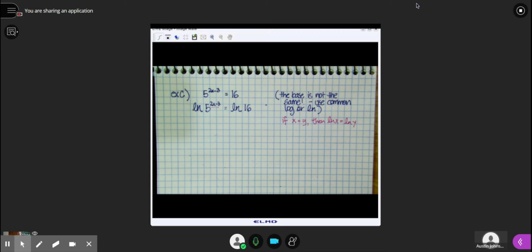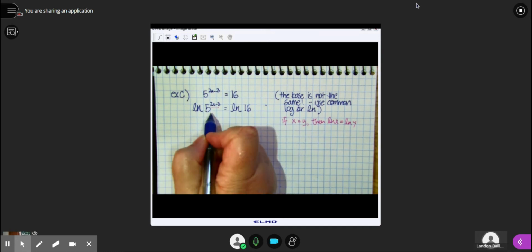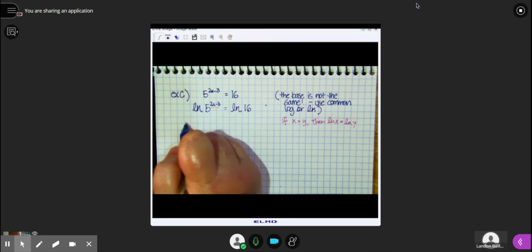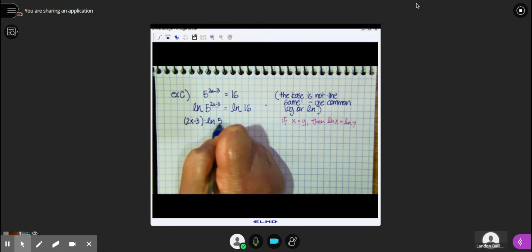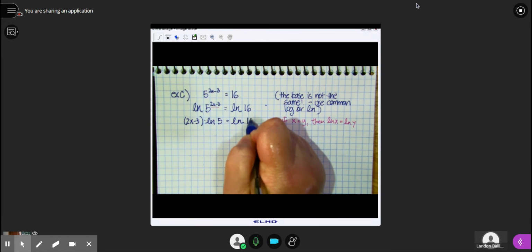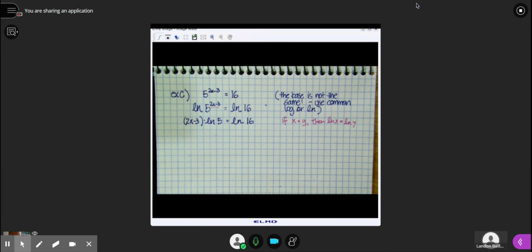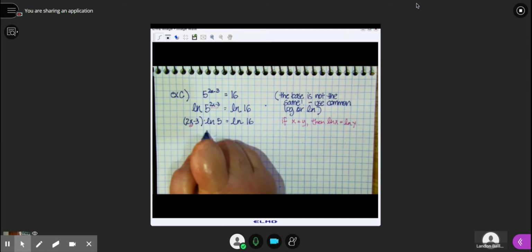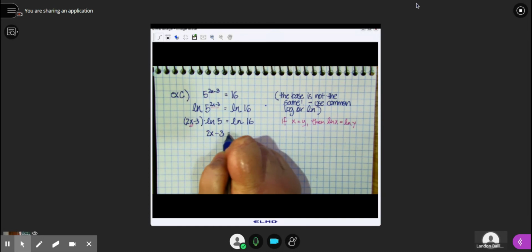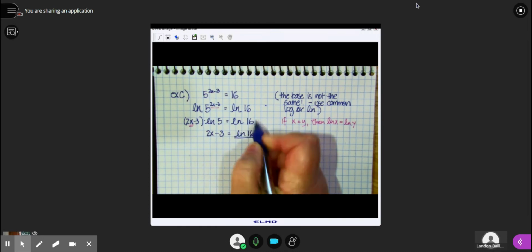What can I do with that 2x minus 3? Nope, it's not equal to 16. I got to bring it in front. Law of logs says I can take this and pull it out front. So that'll be a 2x minus 3 times the ln 5 equals the ln 16. Now remember, we're trying to solve for the x. So I can distribute, or since this is multiplying, I could divide ln 16 by ln 5.